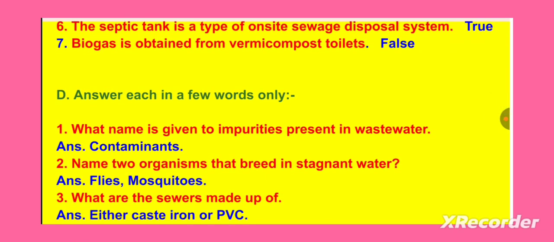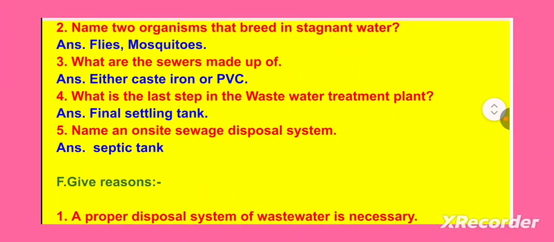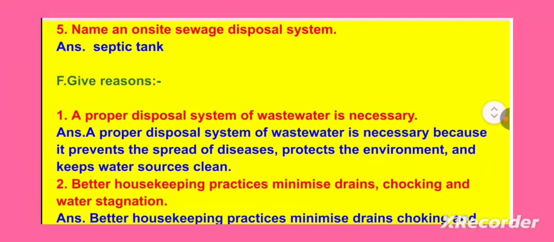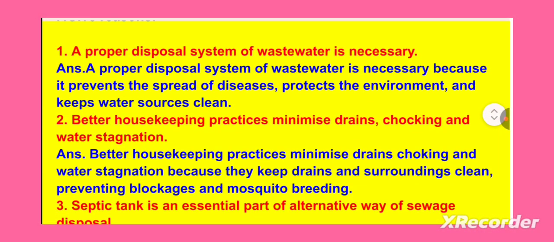Answer each in a few words only. What name is given to impurities present in wastewater? Contaminants. Name two organisms that breed in stagnant water. Flies, mosquitoes. What are the sewers made up of? Either cast iron or PVC. What is the last step in the wastewater treatment plant? Final settling tank. Name an on-site sewage disposal system. Septic tank.